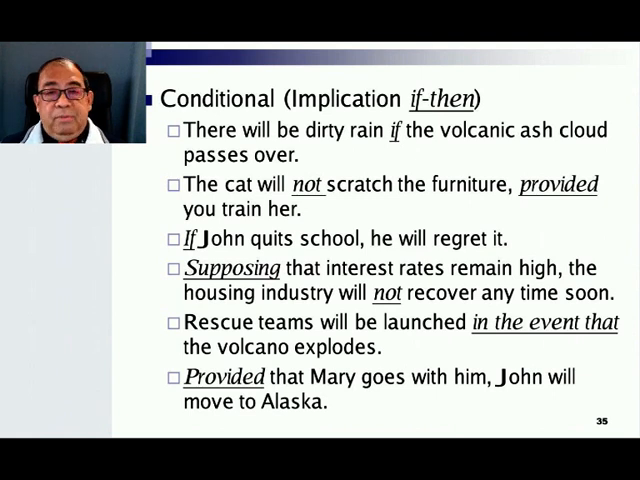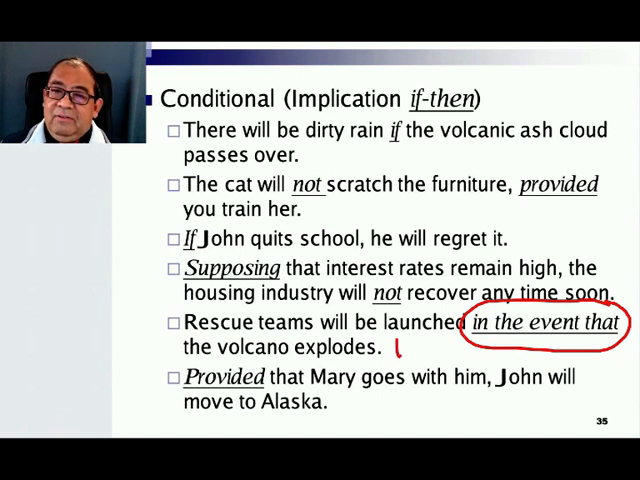But in English, there is another way of saying exactly the same: supposing that interest rates remain high, comma, the housing industry will not recover anytime soon. Okay. Now, when you read all these ways of expressing if-then, you need to be a little bit careful. And then, in the event that, there's another equivalent saying. So this also is if here. So this part is then.